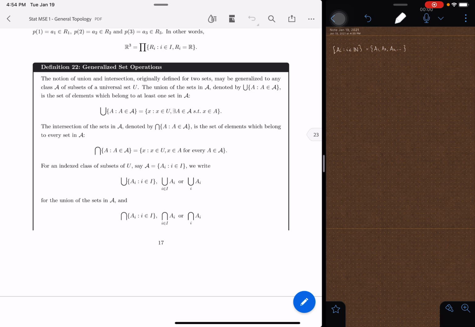For the union, we write the union of an indexed class of sets as the union of all sets A, where capital A is an element of script A. It is the set of all elements x, where x is in the universal set, such that there exists a set A in the indexed class of sets script A, such that we can find small x in that set capital A. For the intersection, we have the intersection of all A for all capital A in script A, which is the set of all x in the universal set U, such that x is found in A for every set A in the set script A. Okay?